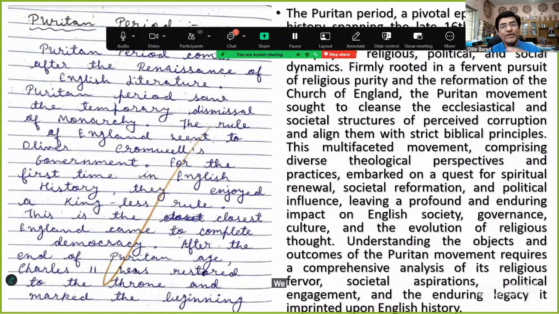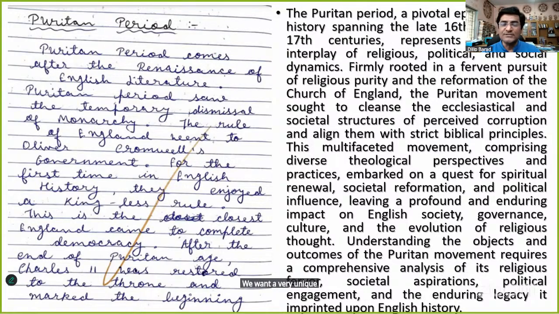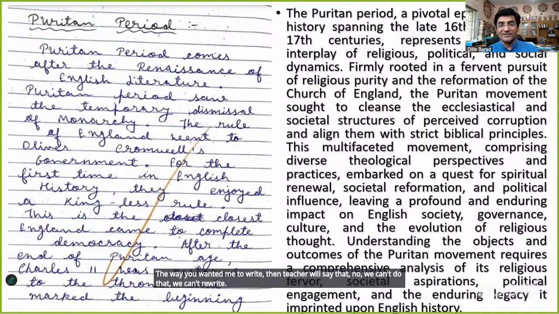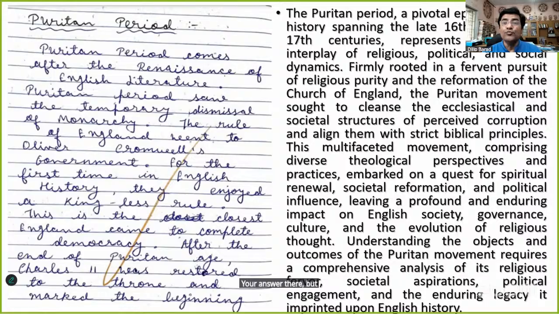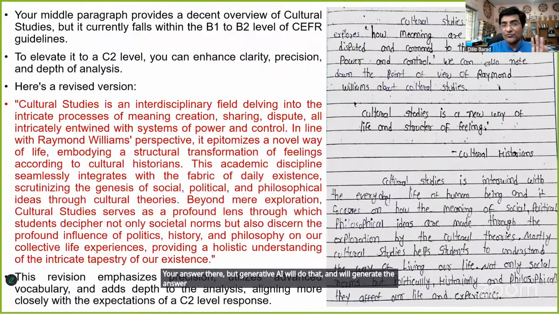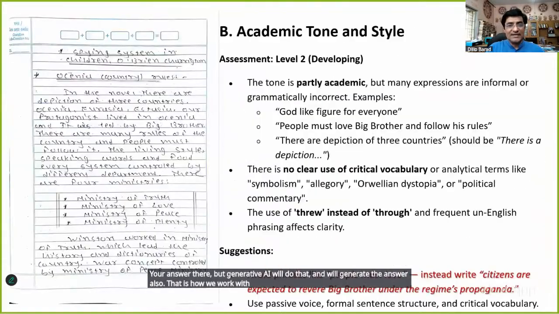We want a very unique answer for all the students based on what they have already written. Now, this is something that is very difficult for human beings. So if I have 50 students in the class, and everybody says, "Rewrite my answer the way you wanted me to write," then the teacher will say that no, we can't do that. We can't rewrite your answer. But generative AI will do that and will generate the answer also. That is how we work with CEFR guidelines.